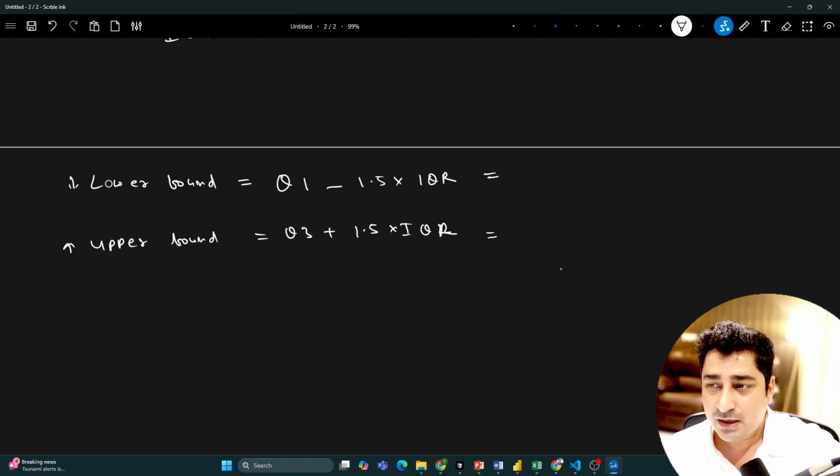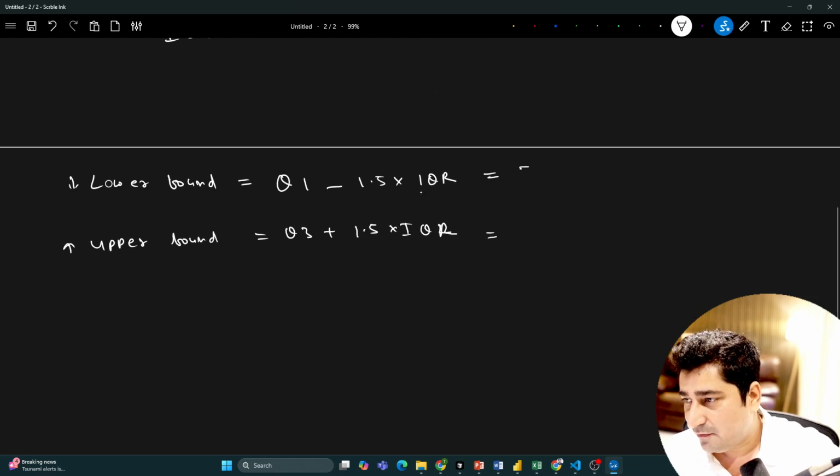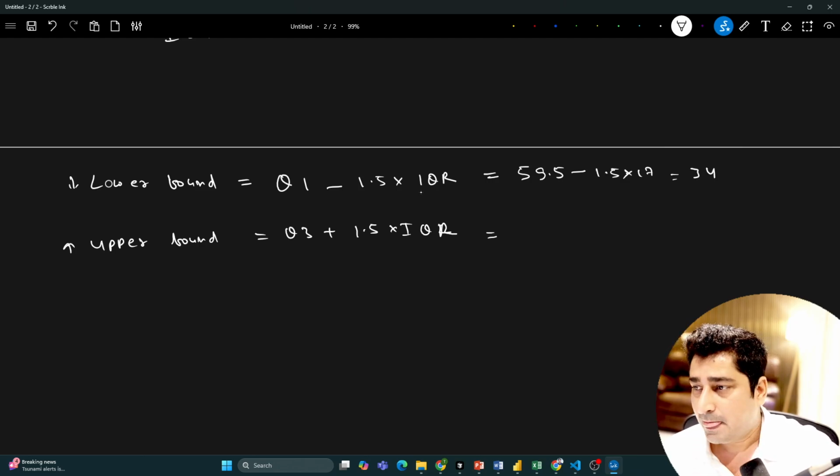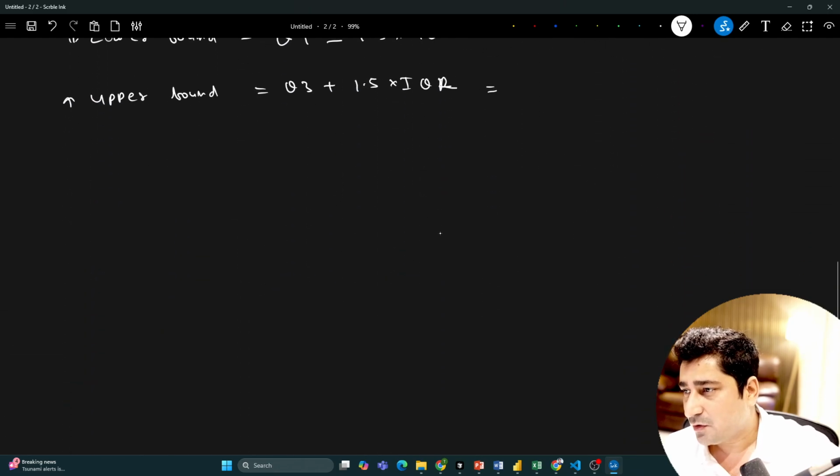So if I do the calculation, what is my Q1, by the way? My Q1 is 59.5 minus 1.5 times IQR, which is 17. If you do the calculation, it is going to be 34. And then what is my upper bound? My upper bound is my Q3. What is the value of Q3? 76.5 plus 1.5 times my IQR, which is going to be 102.